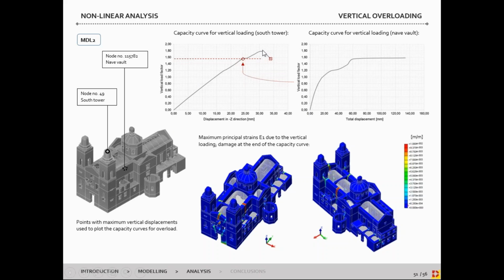Even if the structure is able to resist more weight globally, some parts can have local damage. Also, we can have the crack patterns for the end of the capacity curve that can be associated with the mechanism of collapse.